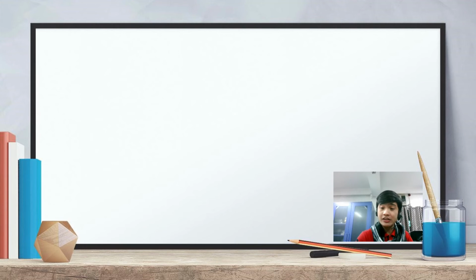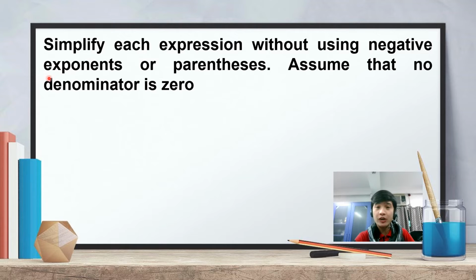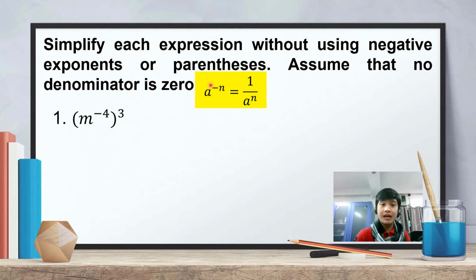Let's have the second set of examples. Our instruction is simplify each expression without using negative exponents or parentheses. Assume that no denominator is zero. Okay? So, kanina, dahil magko-concentrate tayo mainly sa negative exponents, we will be using this pattern para guided tayo later on sa pag-simplify ng mga expressions in removing the negative exponents and the grouping symbols. So let's have our first example. That is m raised to negative 4 quantity raised to 3. Ito po ay application din ng power to power rule ng laws of exponent. So pagka in-apply natin yun dito, that is m raised to negative 12.